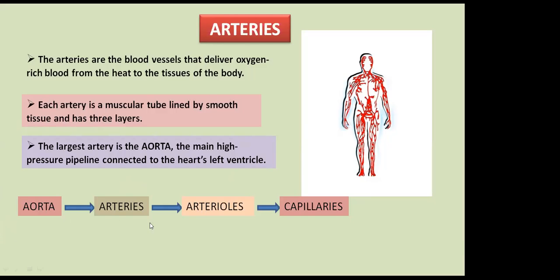Here is the schematic representation of the branching of arteries. Aorta branches to form arteries, arteries branch to form arterioles, and arterioles again further branch to form capillaries.